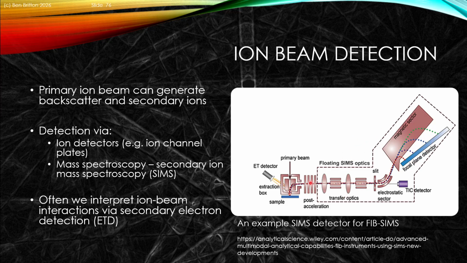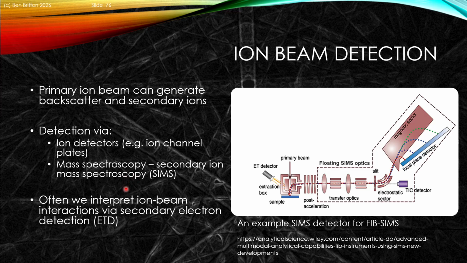But this can be kind of nice, in that you can set up your floating SIMS optics, where the primary beam comes in and creates ions that then go through a series of accelerating plates and transfer optics, and then they can move into a magnetic sensor to measure on a focal plane detector. There are other ways that you can collect ions. You can use ion channel plates and mass spectrometry. There are a few others as well if people want to start playing with ion beam instruments.